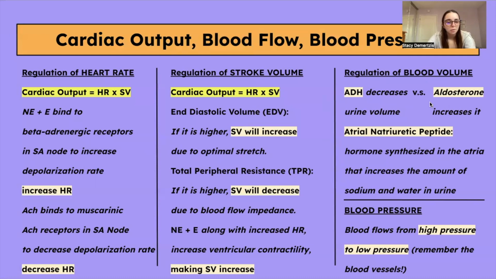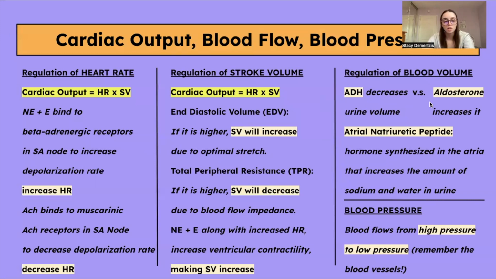So for example, if we wanted to increase heart rate, we have certain hormones like norepinephrine and epinephrine that bind to receptors in the sinoatrial node, which is in the atrium, and it triggers an increase in depolarization rate. And so if we're going to increase depolarization rate, we're going to increase the heart rate, because the rate of that depolarization is going to translate into how fast these signals are occurring. And if they're occurring faster, then our heart rate can be faster.